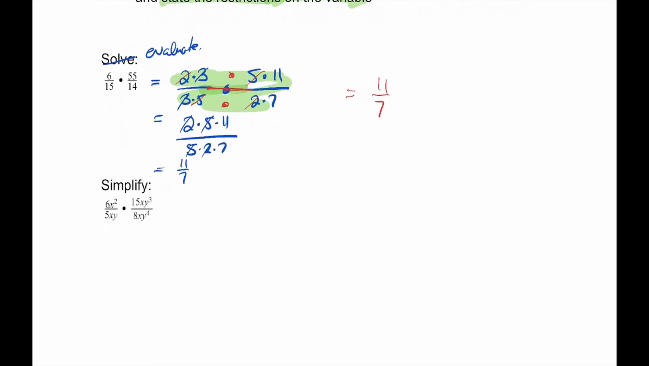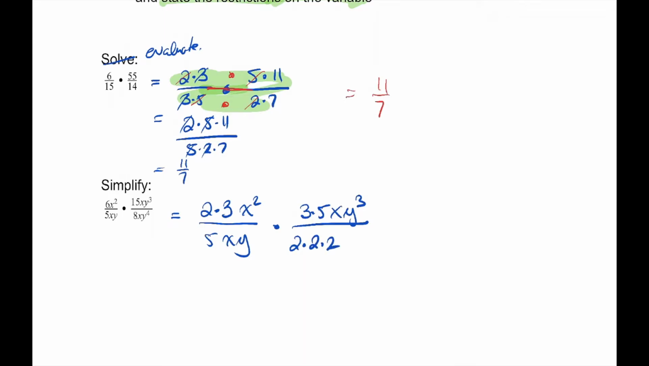Okay, so here's another example. As we go off and simplify this, I might want to do the same thing with the coefficients in terms of breaking down to their prime factors. So here it is going to be 2 times 3, and here we're going to be left with x squared, all over 5, which can't be factored anymore, so it's 5xy, times 15, which is going to factor 3 times 5, and then we have x and y cubed, all over 8, which is going to factor. So here I'm going to break down to prime factors. This is going to be 2 times 2 times 2, y to the 4th.